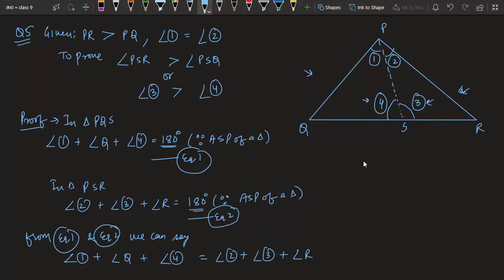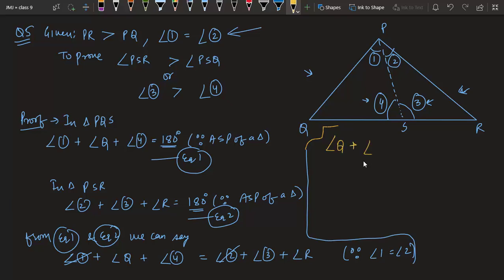So we have reached this point. Now what we know is 1 and 2 are equal, so we can cancel them. 1 and 2 will cut each other because angle 1 is equal to angle 2. Now finally we are left with the equation angle Q plus angle 4 is equal to angle 3 plus angle R. Now we are stuck. We wanted a relation between 4 and 3, that too 3 more than 4.